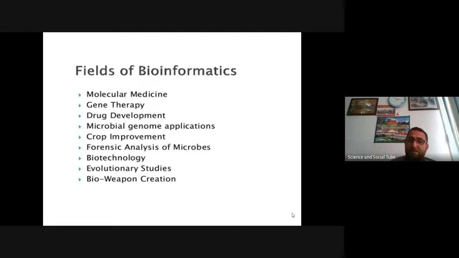If we talk about our sector, agriculture and allied sectors, we have crop improvement. You can do the whole genome analysis of fish or agricultural crops. You can find out the genes which are disease resistant, the genes which are responsible for the disease, the genes responsible for breeding, and the genes responsible for maturation. Everything you can do.